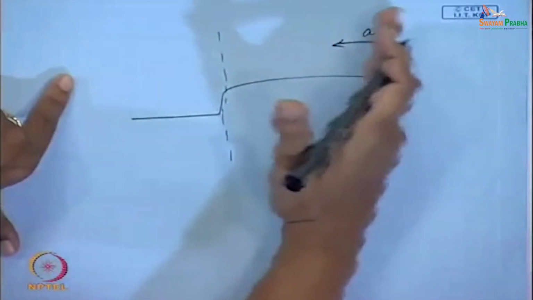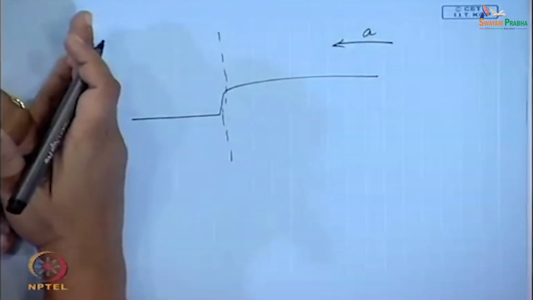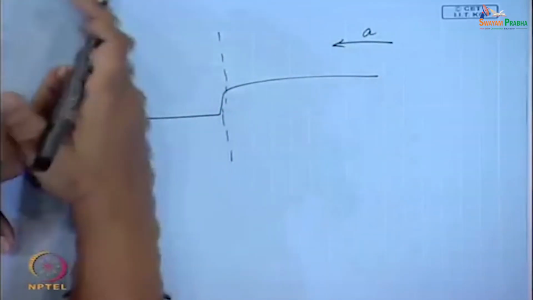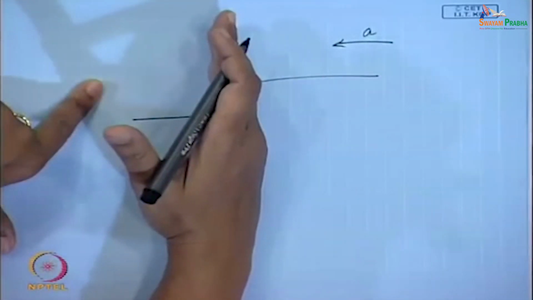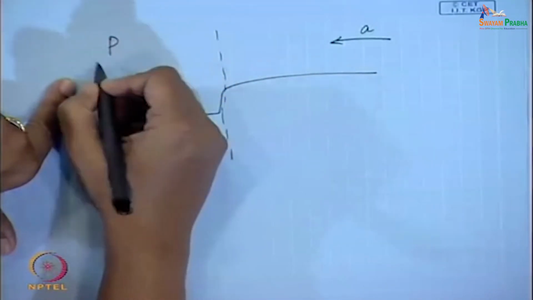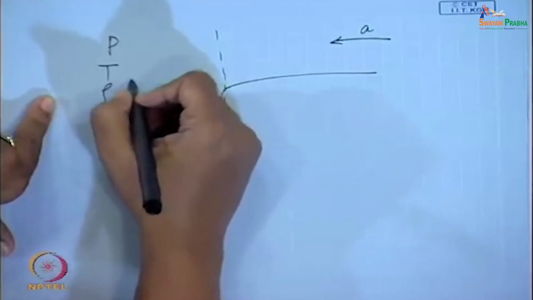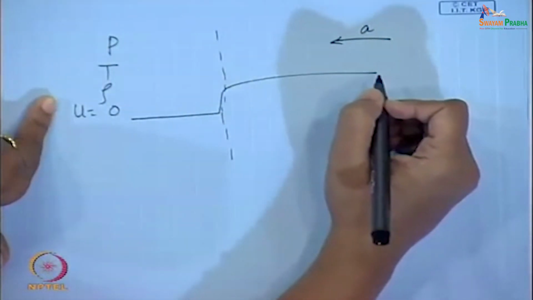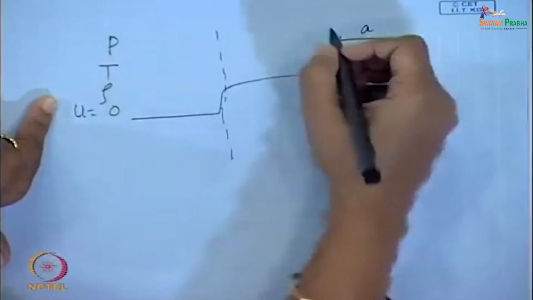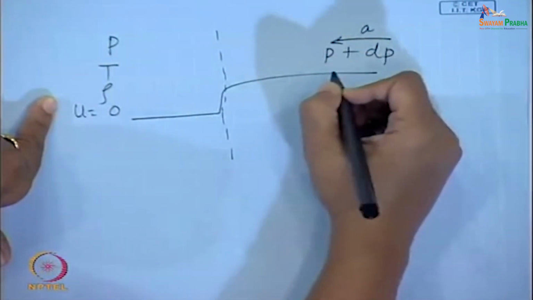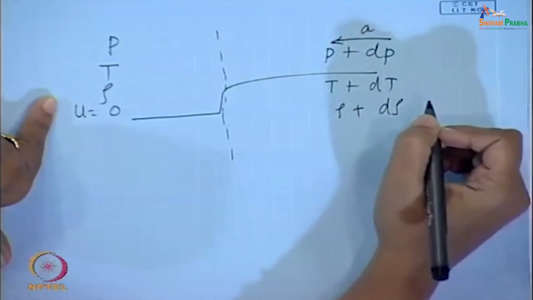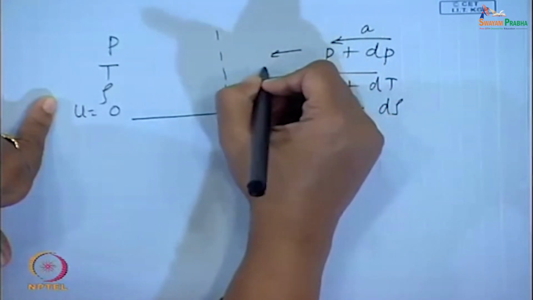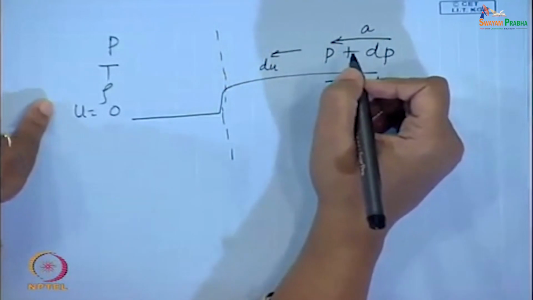Since the pressure pulse is travelling from this direction, it has not reached this portion. So, in this portion on the left hand side, the fluid is at rest, undisturbed, not affected by the pressure pulse till now. Here the properties will be P, T, rho, and u will be equal to 0. And since it has already travelled from here, here it is going to be P plus dP, T plus dt, rho plus d rho. And since it is travelling, it imparts a very small velocity du to the fluid.